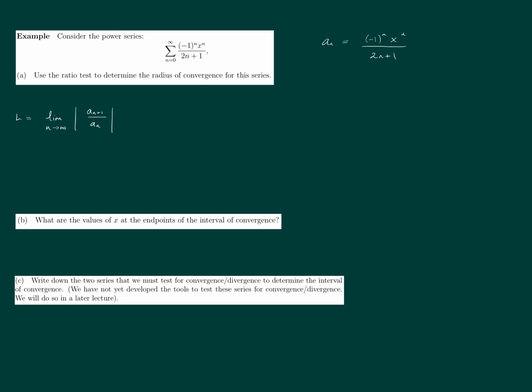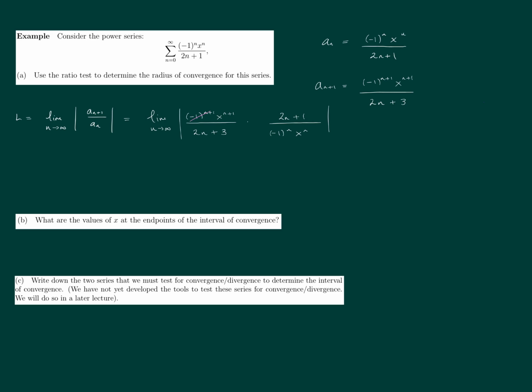And I'm going to give a formula for a sub n plus 1 under this, which is just going to be (minus 1) to the n plus 1, x to the n plus 1 over, and then if I plug in n plus 1 into the bottom, I actually get 2n plus 3. Okay, so this is equal to the limit as n goes to infinity of (minus 1) to the n plus 1, x to the n plus 1, all over 2n plus 3, times flip a sub n upside down, 2n plus 1 over (minus 1) to the n, x to the n, take the absolute value.